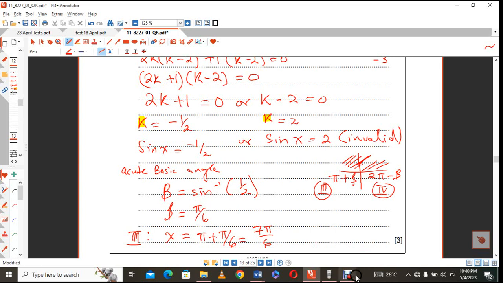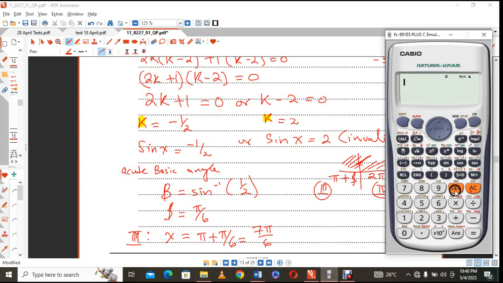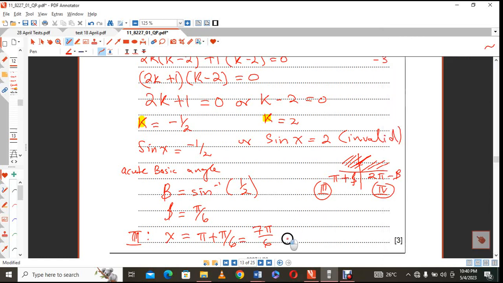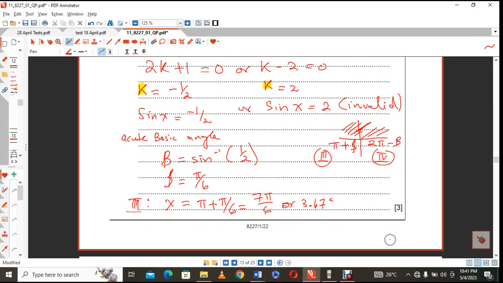You can actually go ahead and say the answer, 7 pi over 6, and you can give it to three significant figures: 3.67, or you can say 3.67 radians.